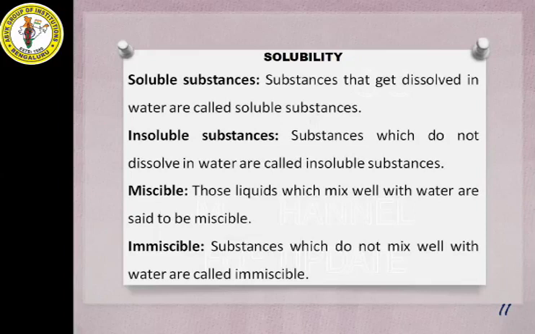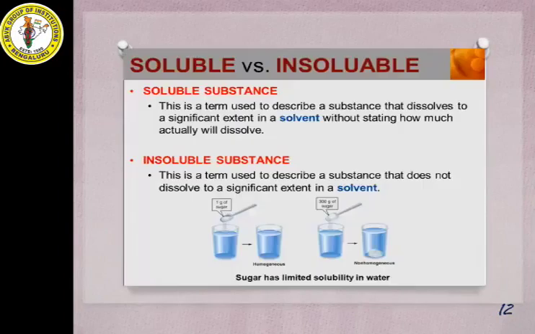But what about immiscible liquids? Substances which do not mix well with water are called immiscible. Example, oil and water, kerosene and water, petrol and water, diesel and water. So these are substances which won't mix with water well. So those liquids are called immiscible liquids.